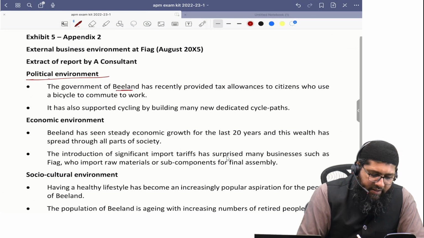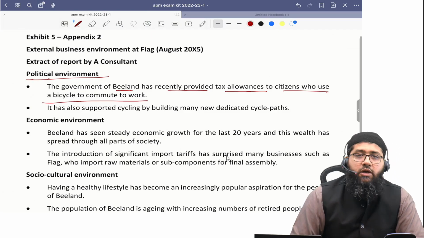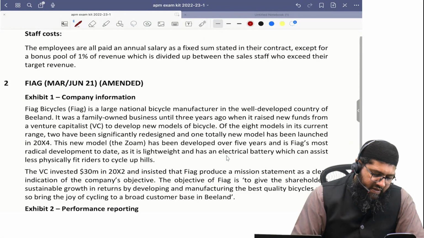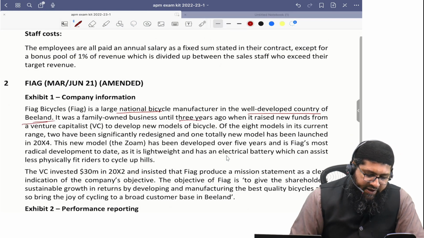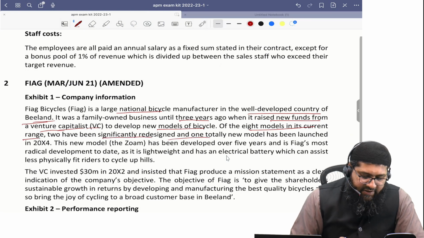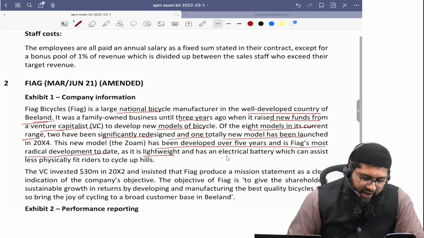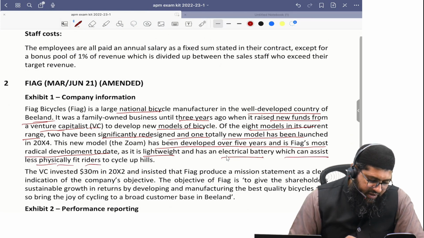The government of Beeline has recently provided tax allowances to citizens who use a bicycle to commute to work. If I go back to these questions, it says FIAG is a large national bicycle company in the well-developed country of Beeline. It is a family-owned business until 3 years ago, when it raised new funds from VCs to develop new models of bicycles. Of the 8 models in its current range, 2 have been significantly redesigned and 1 new model has been launched. This new model has been developed over 5 years and is the most radical development to date. It is lightweight, has an electrical battery, which can assist less physically fit riders up the hills.